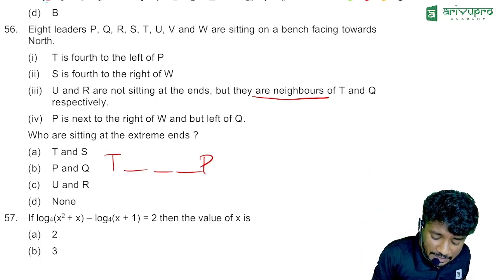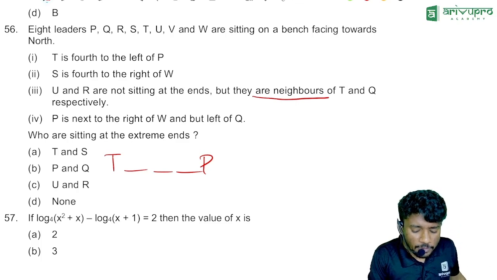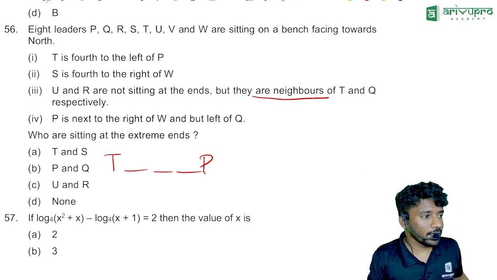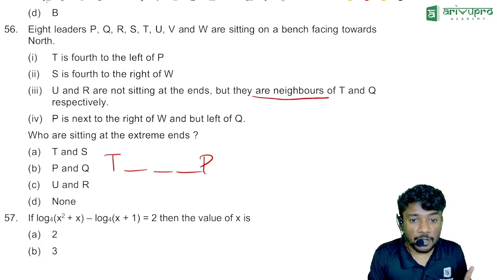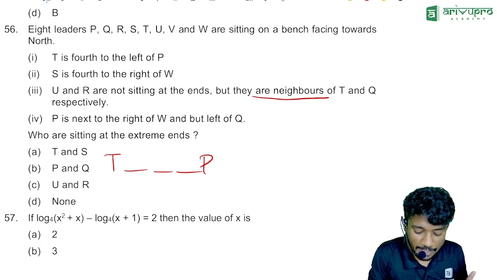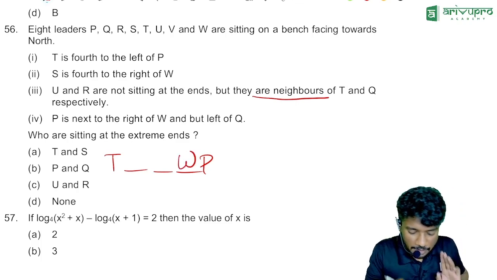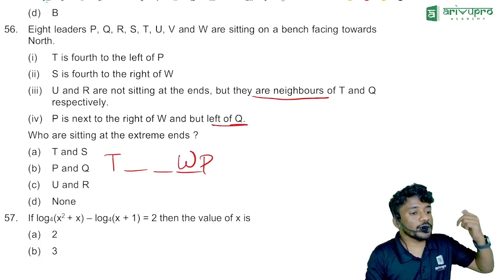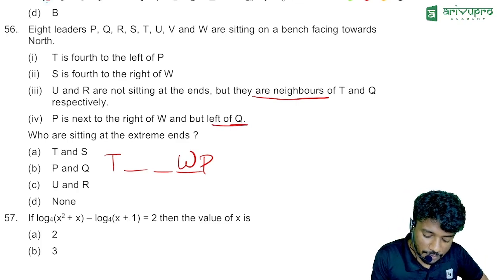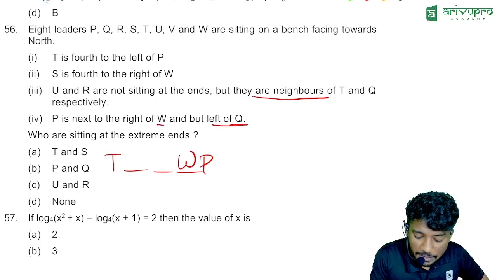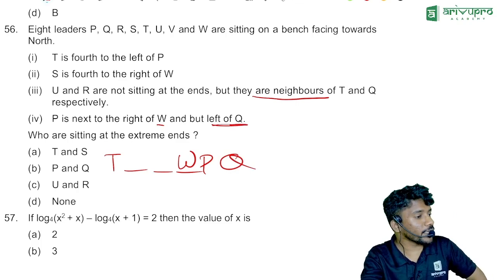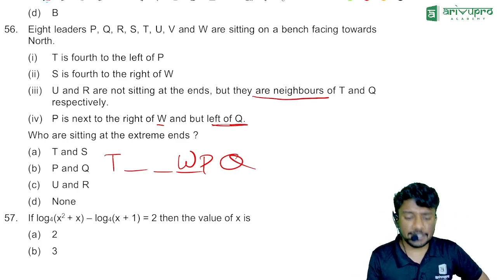P is next to the right of W. What does that mean? Where will be the position of W? Left of P. Yes, correct. But left of Q, what does that mean? P is next to the right of W but left of Q. Can I write Q over here? Yes.